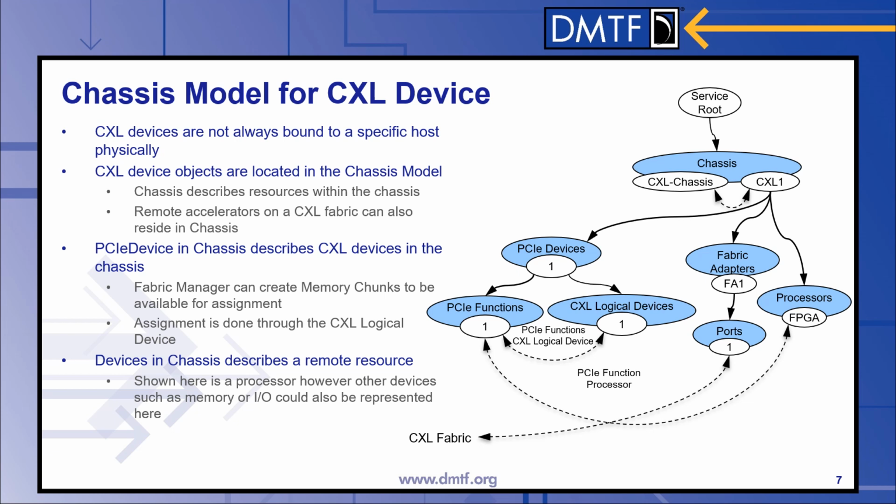In the chassis model, a PCIe device describes that CXL device in the chassis. A fabric manager for the chassis with a Type 3 device can create memory chunks for host assignment through logical devices. Devices in chassis are remote resources. Shown here is a remote processor, but other resources could be represented here as well.